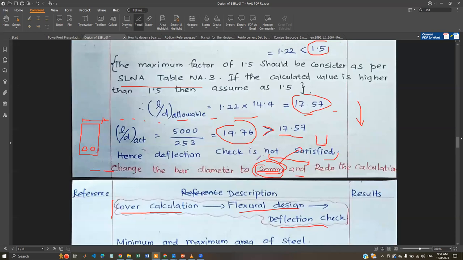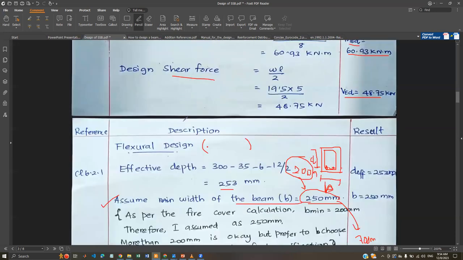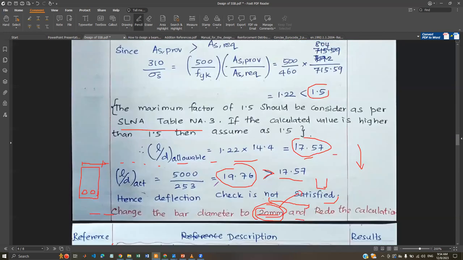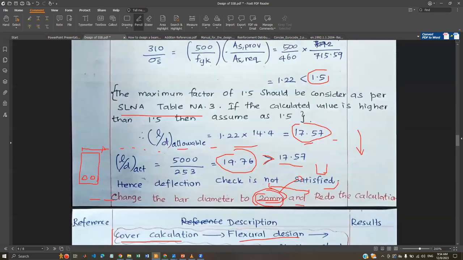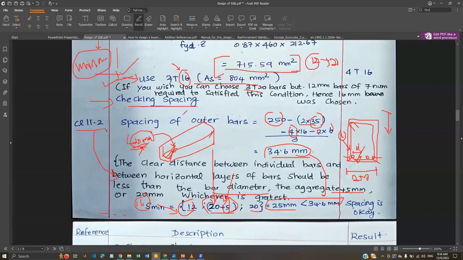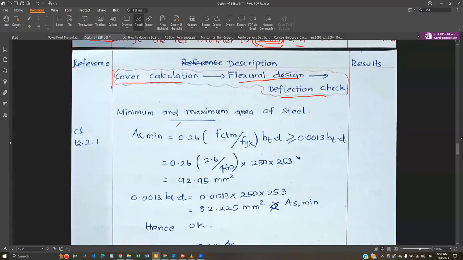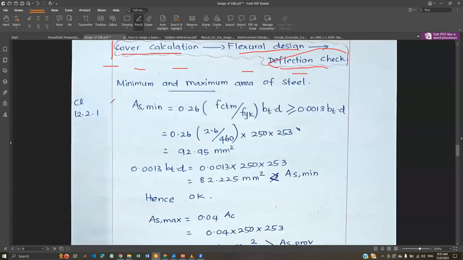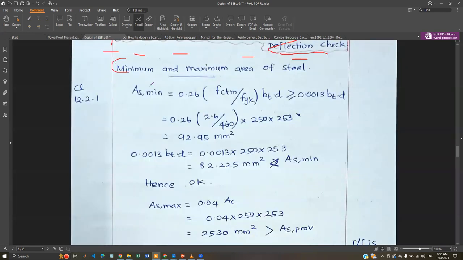So if it is not satisfied, again I need to come from top to bottom. It will consume more time if I do the same thing again and again, like if I calculate maximum and minimum. So right after I have calculated the entire things for satisfying the deflection case, I'm going to check with the maximum and minimum area of the steel. These are the tricky things that you can do to reduce your burden.